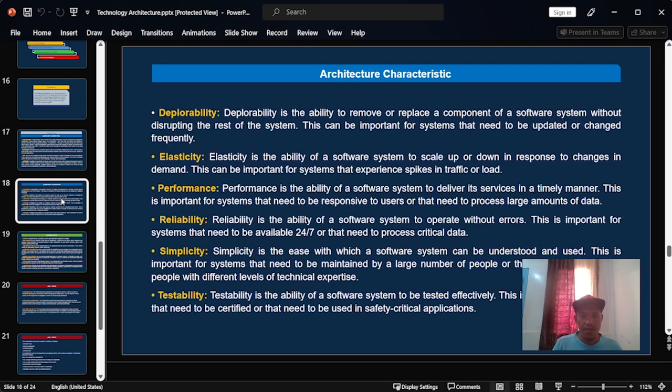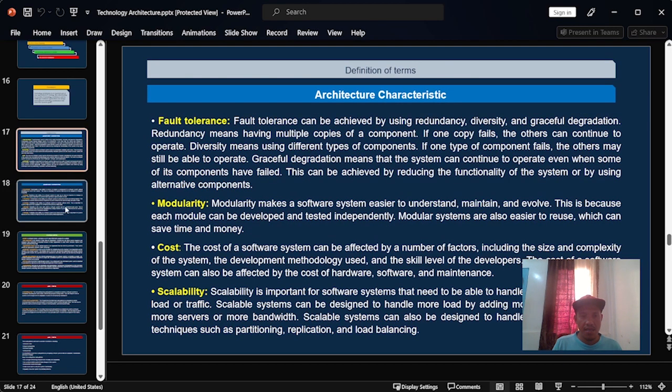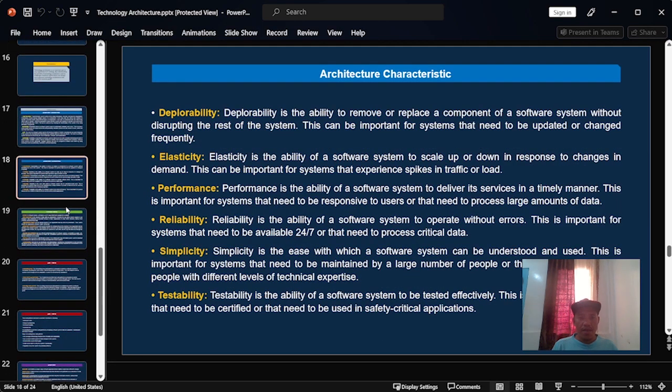Architecture characteristics. Deployability is the ability to remove or replace components of a software system without disrupting the rest of the system. The system should be deployable, so deployment continues even when there is a disruption or a component needs to be replaced. Elasticity is the ability of a software system to scale up or down in response to changes in demand.